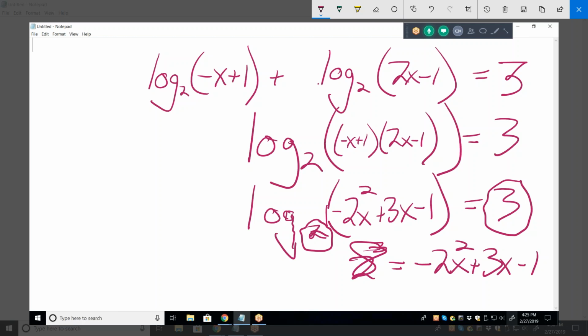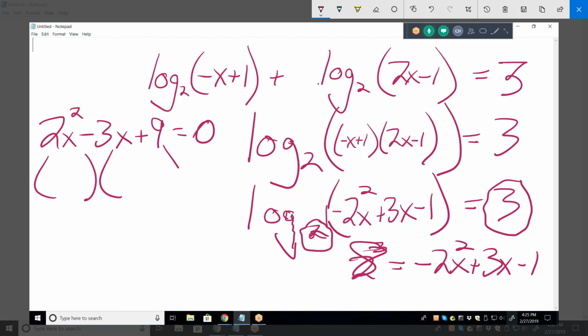I'm going to write it up here. So we're going to have 2x squared minus 3x, and then minus 9 equals 0. And now hopefully that will factor nicely. We won't have to use the quadratic formula.